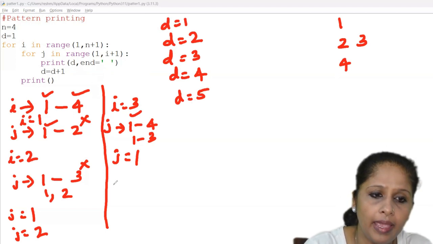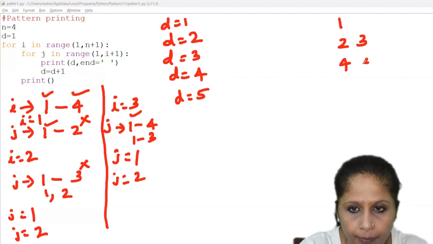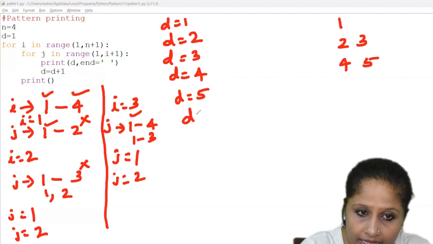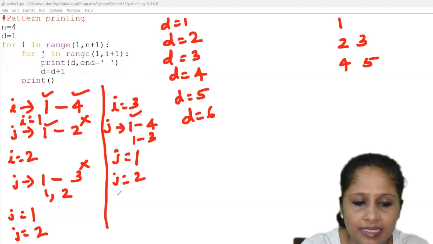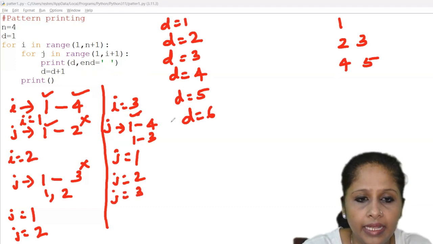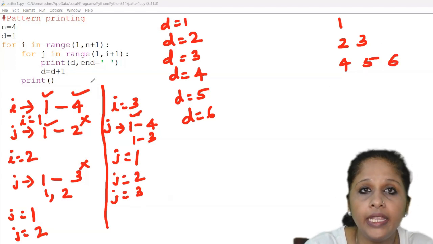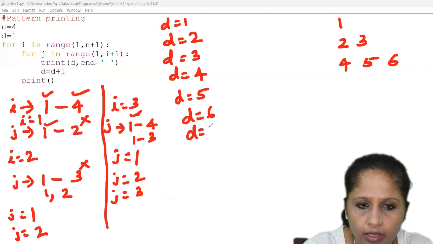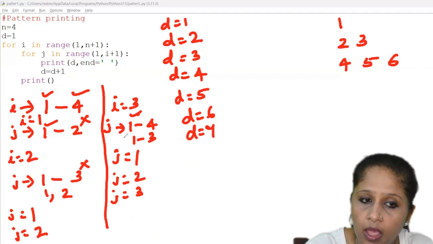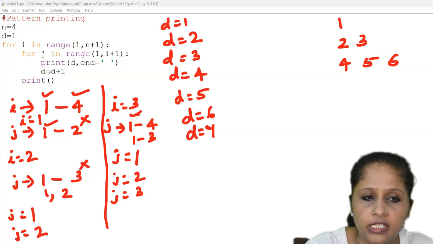And again going back, J equal to 2. Then that D will be printed. Then D is incrementing by 1. That is 6. Then going back, J equal to 3. Then printing the value of D, that is 6, it will be printed. Now D equal to D plus 1, that means D equal to 7. J is now 4, J is not in this range, so this print statement will be executed.